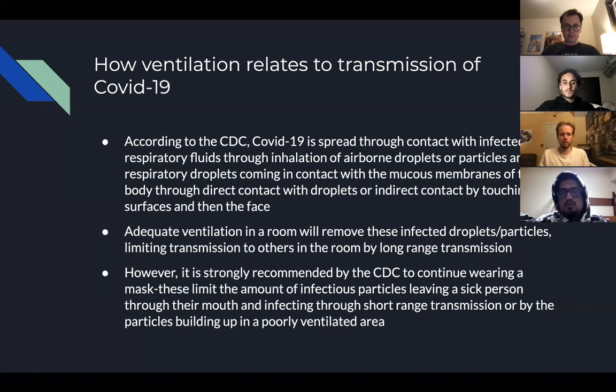However, it is also still very strongly recommended by the CDC to continue to wear a mask, as these really help limit the amount of infectious particles that normally leave a sick person through their mouth, through a cough or a sneeze, that could infect through short-range transmission or by the particles building up in a poorly ventilated area.